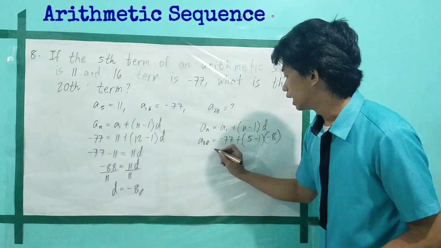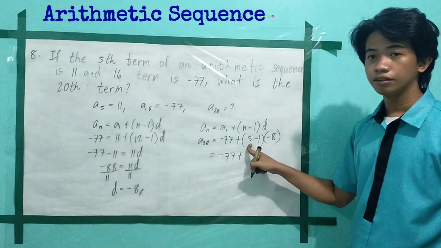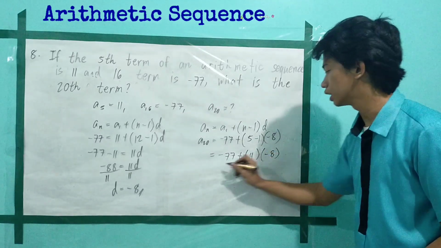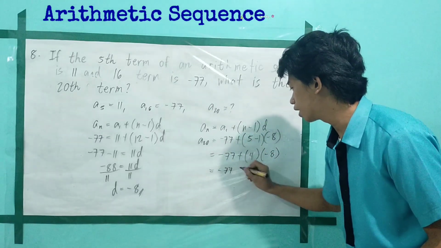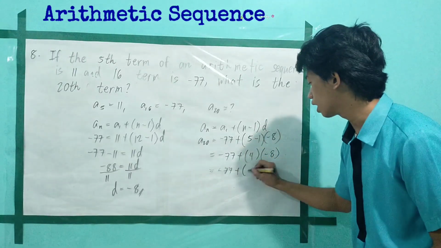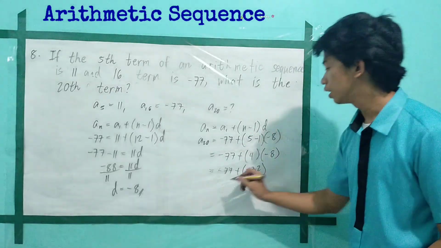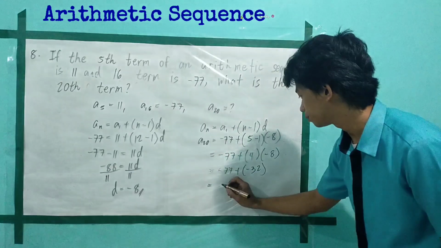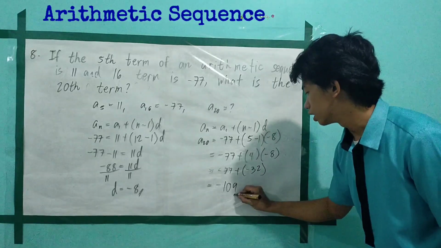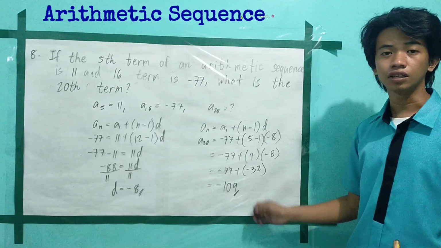Ayan. So, next, negative 77 plus 5 less 1, we have 4 multiplied by negative 8 equals negative 77 plus 4 multiplied by negative 8, we have negative 32. So, negative 77 plus negative 32, we have negative 109. So, our a sub 20 or the 20th term in this given problem is negative 109.